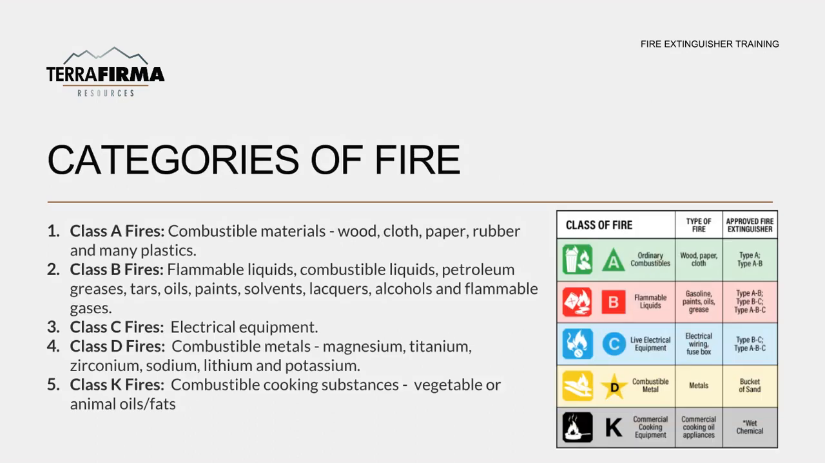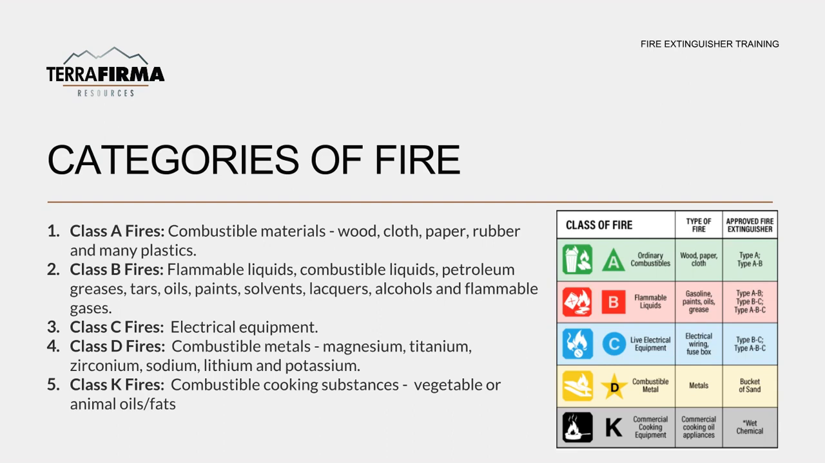There are 5 categories of fire. Class A fires are formed from combustible materials, such as wood, cloth, paper, rubber and many plastics. Class B fires are formed from flammable liquids, combustible liquids, petroleum greases, tars, oils, paints, solvents, lacquers, alcohols and flammable gases.